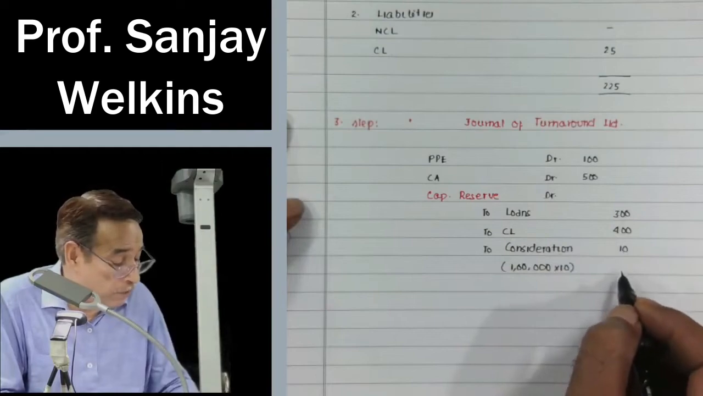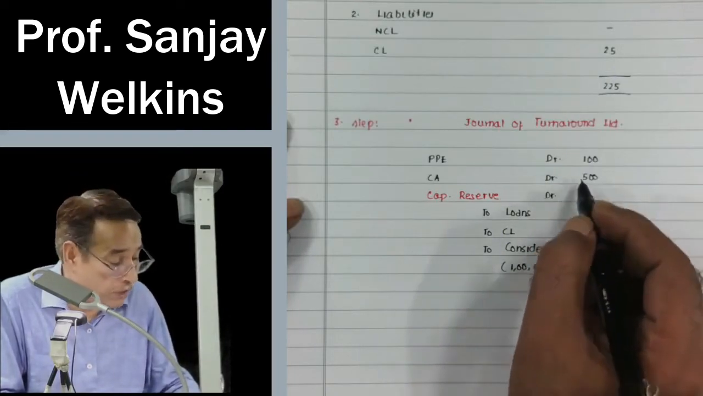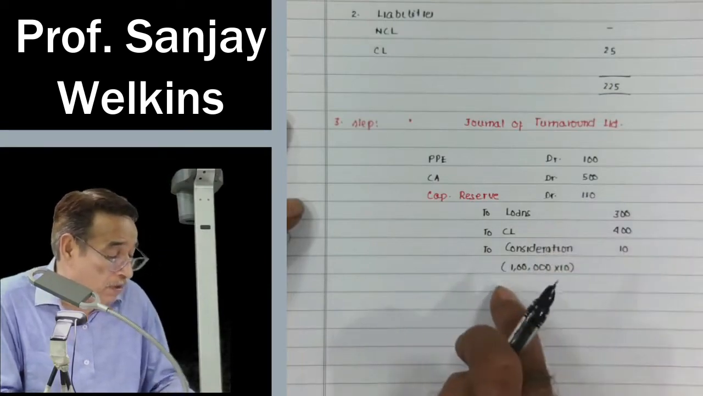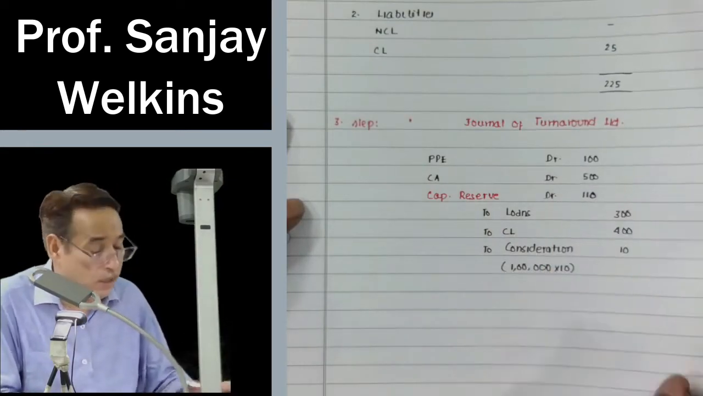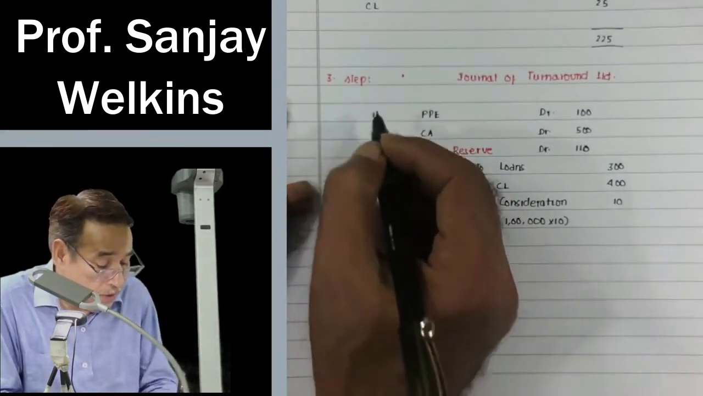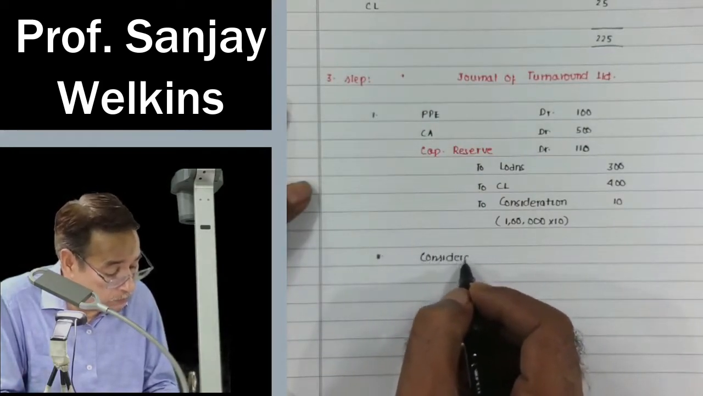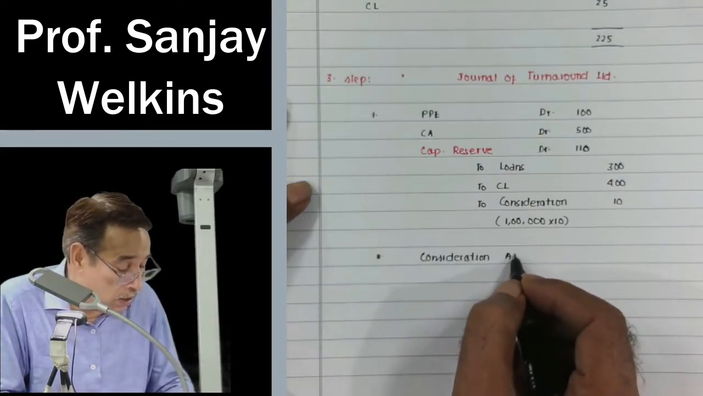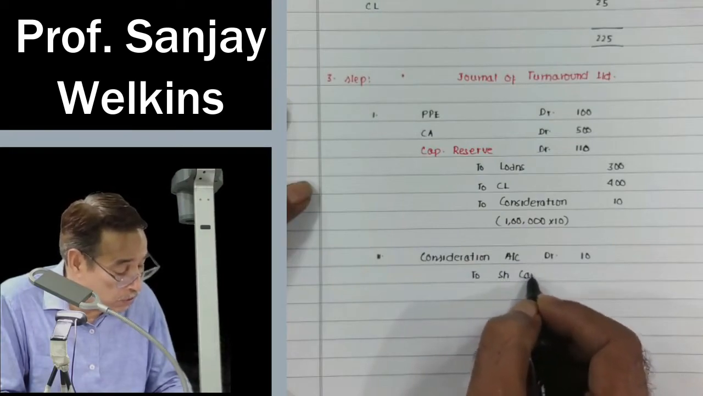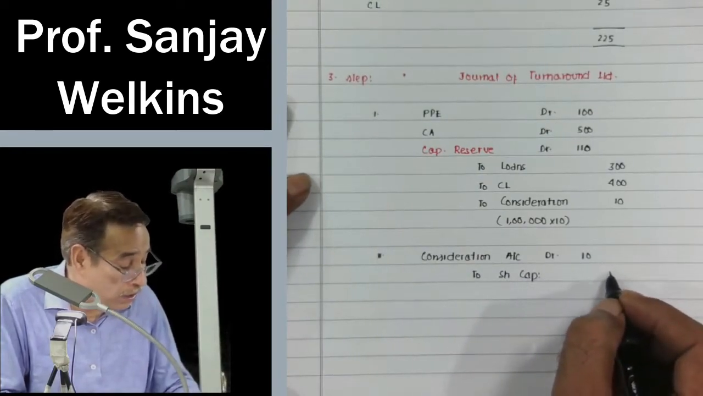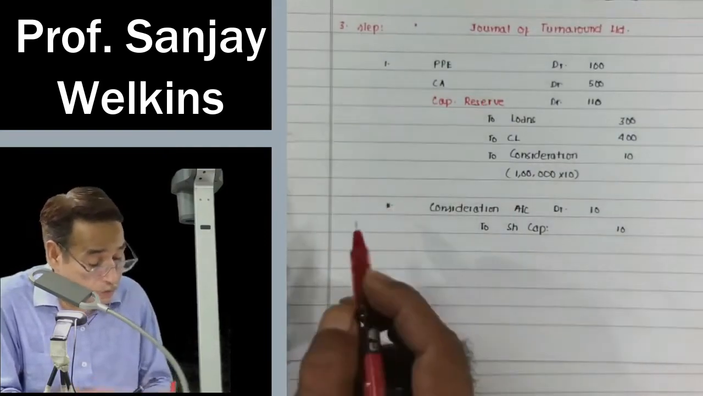Now just have a look. Suppose I would have written here 15, then the balancing figure would have been 125, but now it is 110. So that means this 15 is automatically getting adjusted. So it is not going to make any difference whether we write it separately or not. Correct? So the next entry is discharge of consideration. So you will write here consideration account debit, 10 crores to share capital, because consideration is discharged by way of 1 crore shares of 10 each. So 10 crores. And finally, the last step, which you can manage by yourself also.